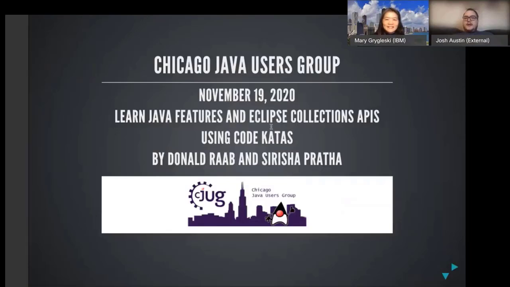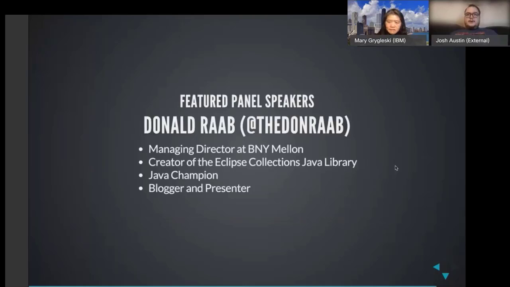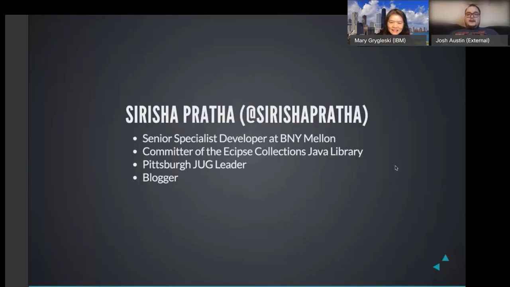Tonight we're going to learn Java features and Eclipse Collections APIs using code katas with Donald Raab and Sirisha Pratha. Our featured panel speakers tonight: we have Donald Raab, Managing Director at BNY Mellon, creator of the Eclipse Collections Java library, a Java champion, and a blogger and presenter. And we have Sirisha, who is a senior specialist developer at BNY Mellon, is a committer of the Eclipse Collections Java library, is a Pittsburgh JUG leader, and is a blogger.